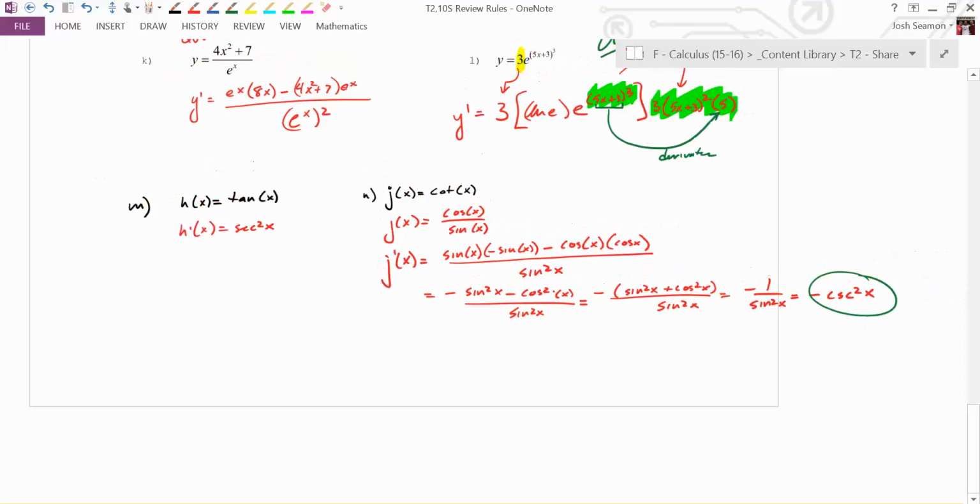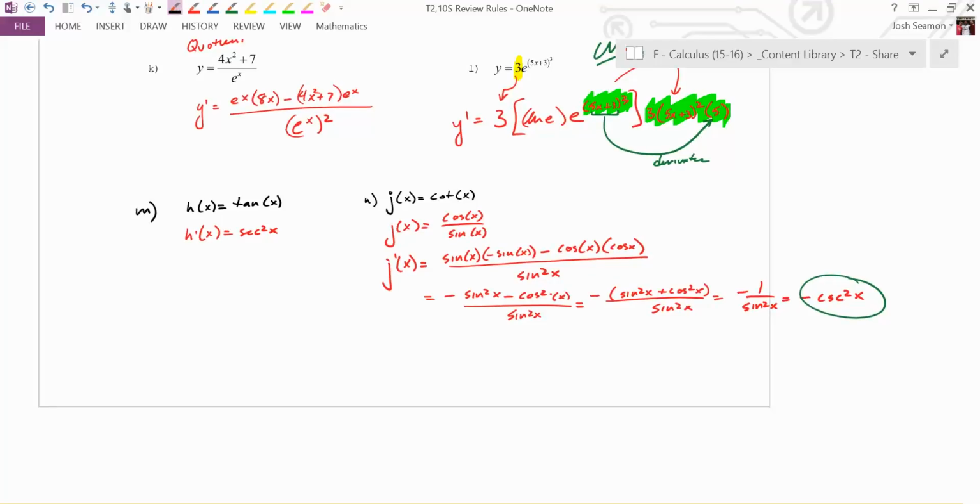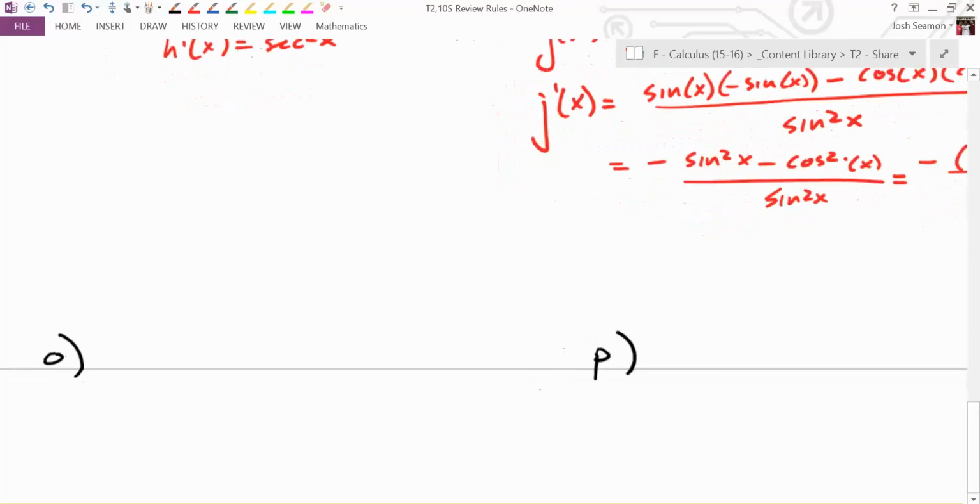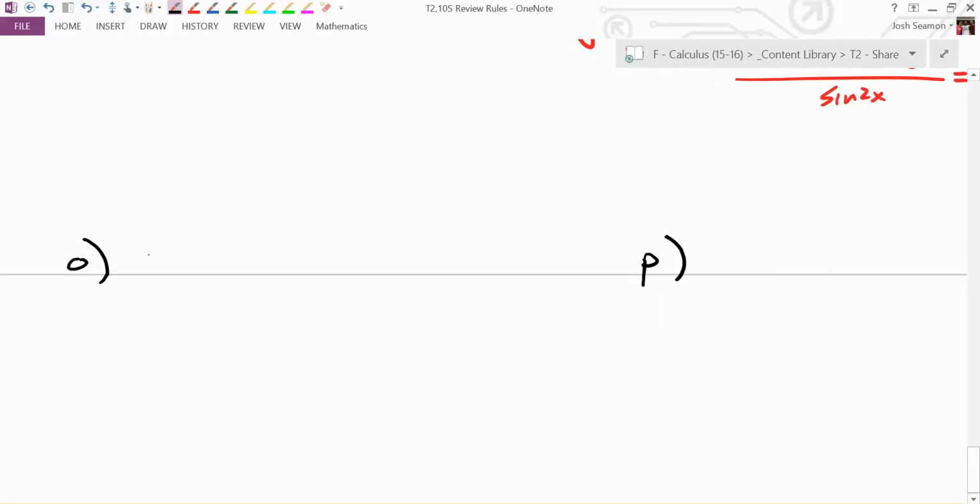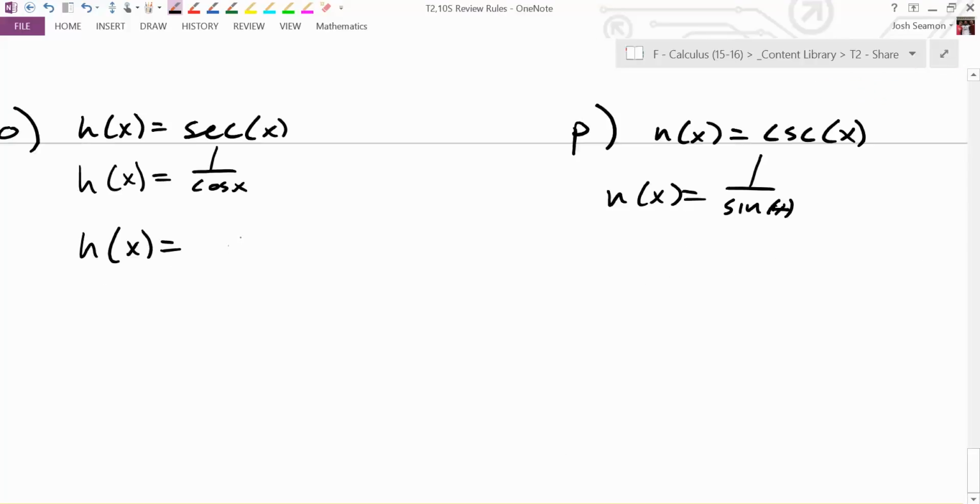Do you want to complete the 6 just for fun? So what are the other 2 that we have to do? We haven't done the derivative of what? Yeah, correct. So see if you can by yourself. Let's say h of x was secant x, and n of x was cosecant x. See if you can figure out how to find the derivative of both of those. Try that.